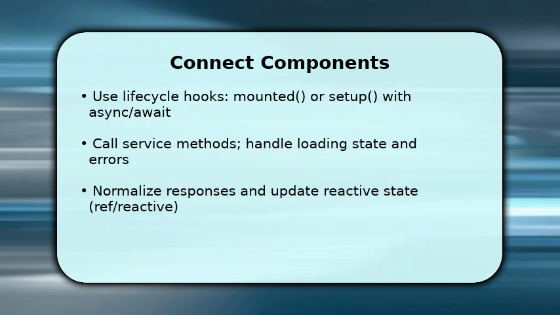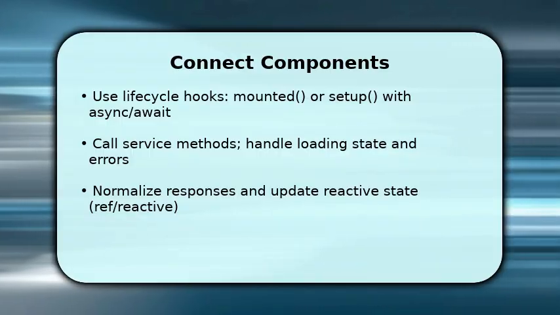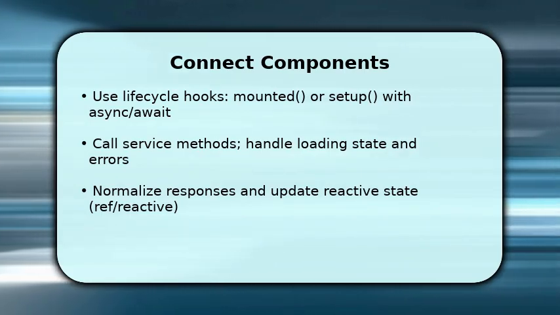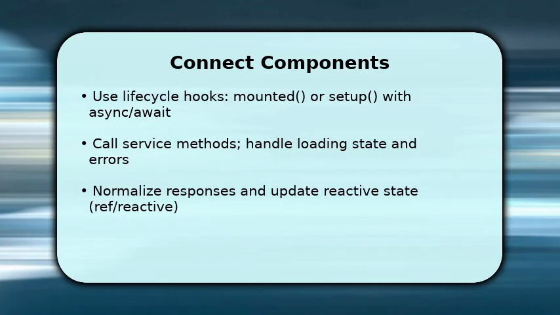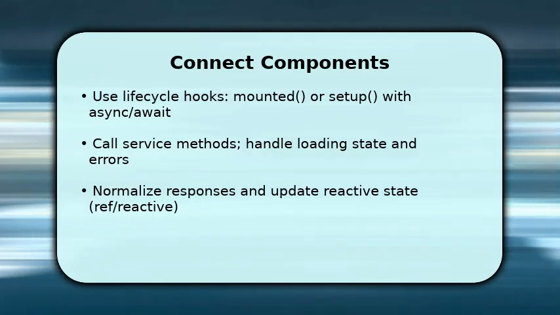Now wire the API into a component. Import your service and call methods from mounted or from setup using async/await. Set a local loading flag before the call and clear it after. This gives instant UX feedback. Parse and normalize response data so the template can render predictably, then assign it to a ref or reactive object. Once data flows correctly, extract repeated logic into composables to reuse across components, and keep templates focused on display.